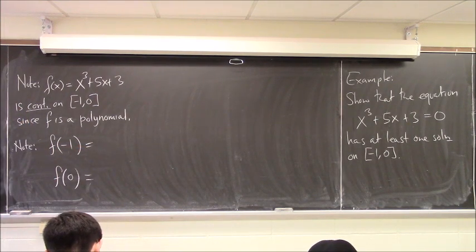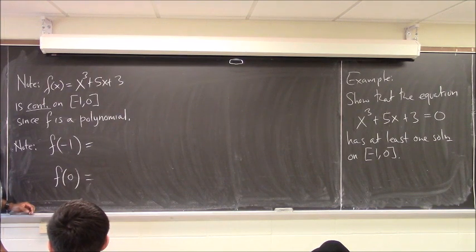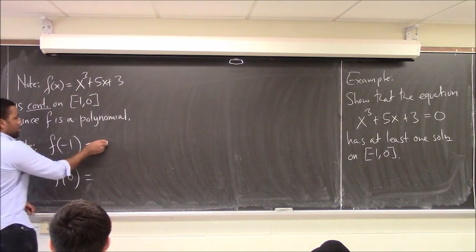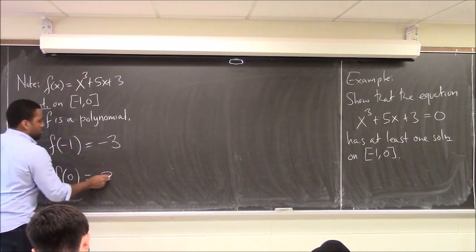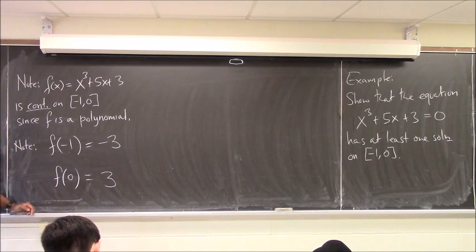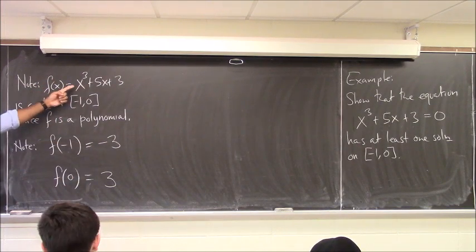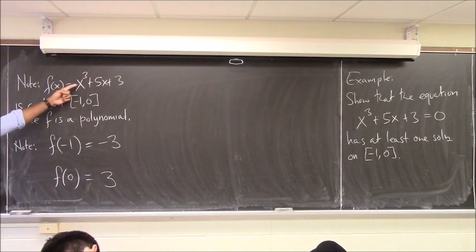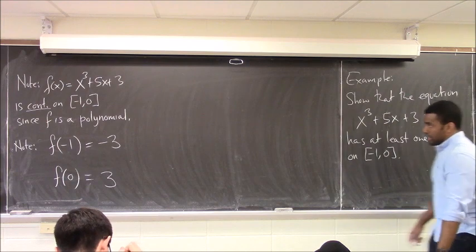What is f of minus 1? What is f of minus 1 here? Yeah? Minus 3. What is f of 0? Positive 3. Okay? So this function hits minus 3 and positive 3, and I want to be able to conclude that it will hit 0. Right? Well, how would I do that?